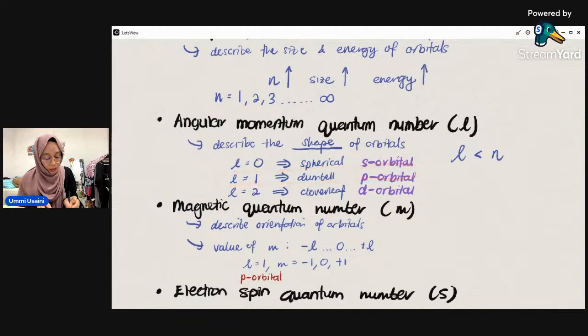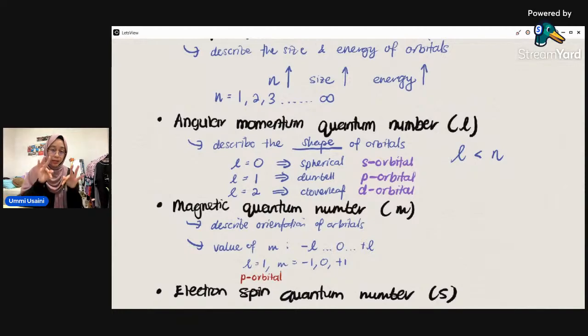And as you can see, bila dekat P orbital ni, orientation yang kita ada boleh jadi sama ada negative 1, 0 ataupun positive 1. So ada in total ada 3 value of M yang possible dekat sini. So bila ada 3 possible value of M dekat sini bermaksud kita ada 3 orientation. Okay, at the same time kita ada 3 orbital juga.